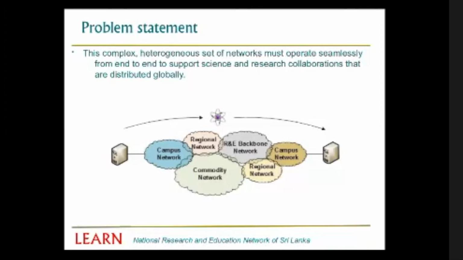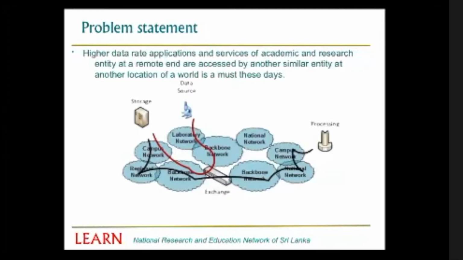So finally, what we need is the end-to-end performance. Maybe a Sri Lankan university staff member needs to access US or UK remote services and data without any performance lag, with a higher data rate and without any failure. That is what is expected of a research and education network.